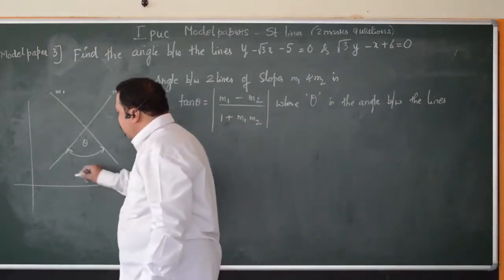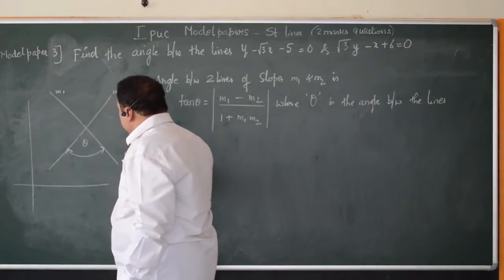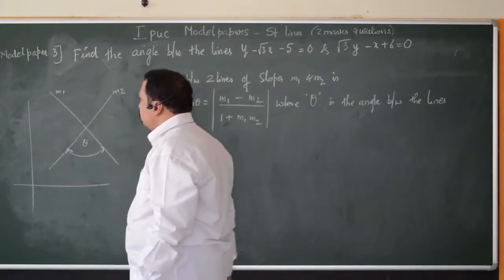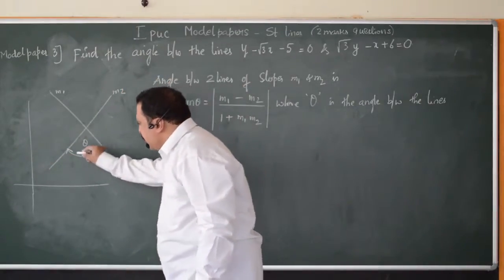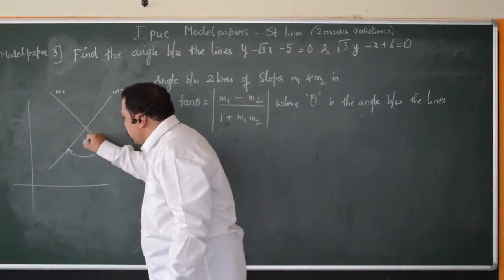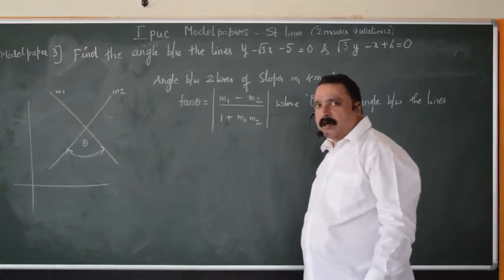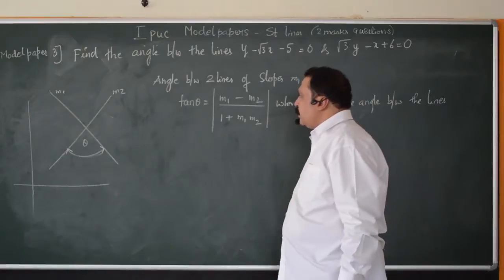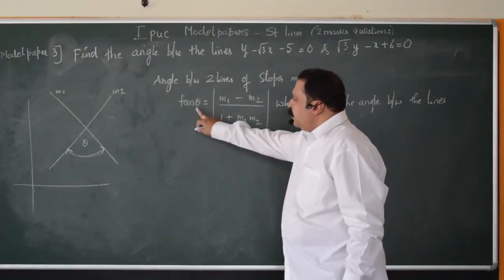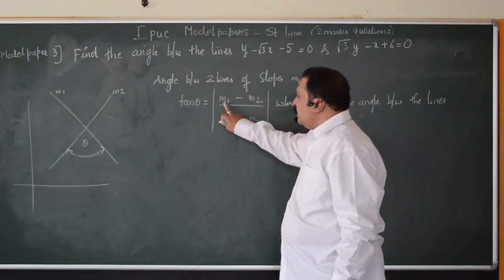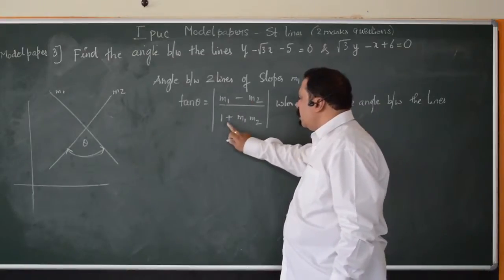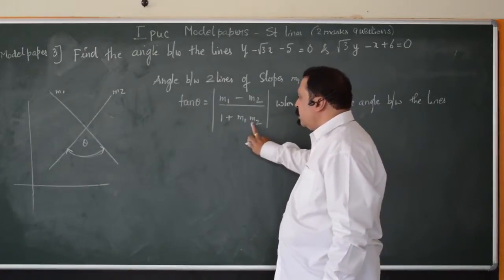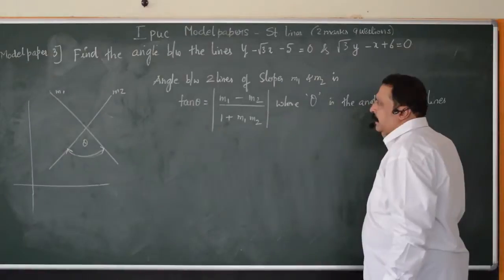There are two lines with slopes m1 and m2. And if theta is the angle between these two intersecting lines, then we know one formula. This, of course, is important. The proof is also important from the point of view of the exam. We know that tan theta is equal to modulus of m1 minus m2 over 1 plus m1 m2, where theta is the angle between the lines.